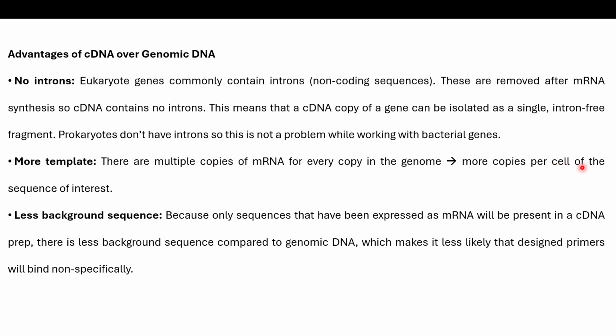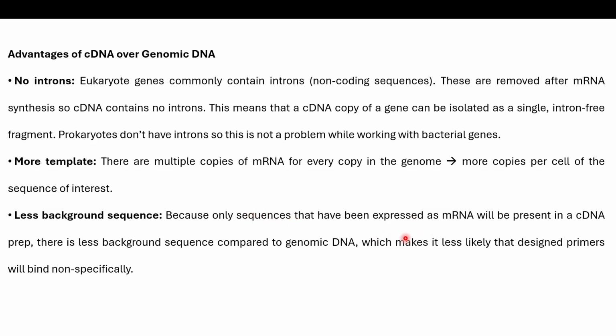So there are more copies per cell of the sequence of interest. All right, and there can be less background sequence. Why? Because only sequences that have been expressed as mRNA will be present in a cDNA. So there is less background sequence as compared to genomic DNA, which makes it less likely that the designed primers will bind non-specifically, right?